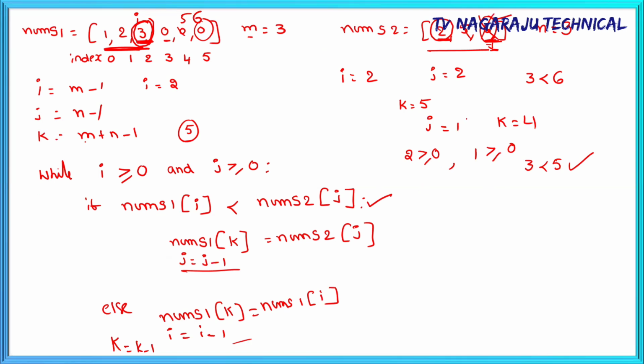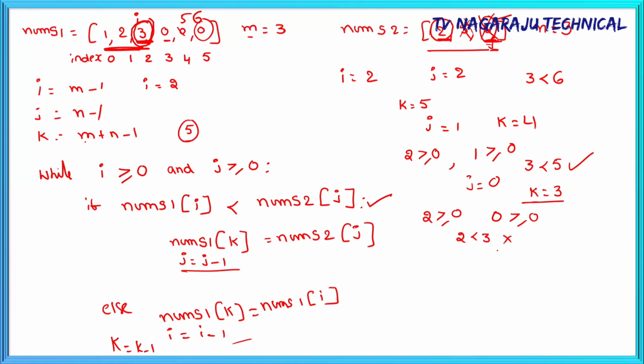Yes. Once the 5 is placed, this element is not at all required. j is decremented. Now j value is 0. k is decremented. k is equal to 3. Now next iteration. 2 greater than 0. j, 0 greater than or equal to 0. 2 is compared with 3. 2 less than 3. The condition fails.